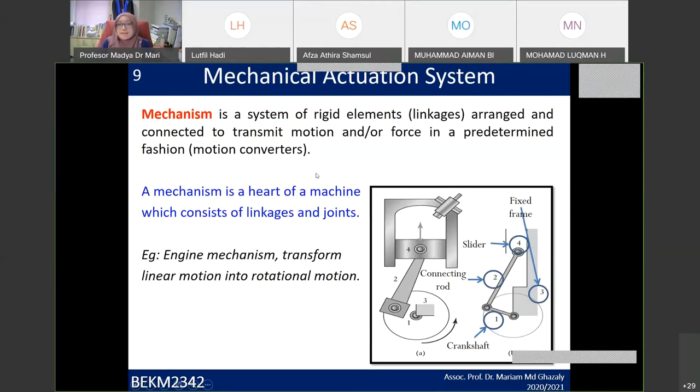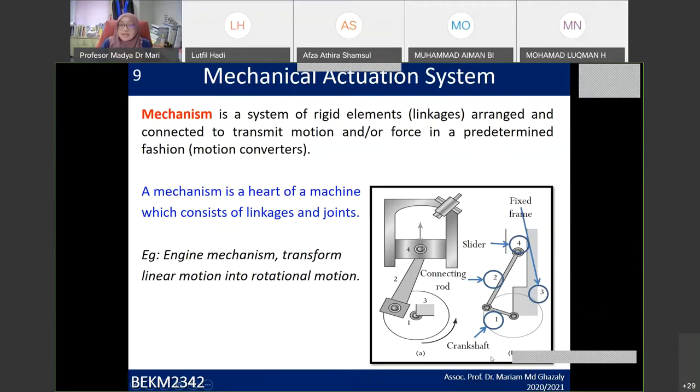So it means that it's a motion converter. It converts from linear motion to rotary motion, so it transmits motion or transmits force. So those are the main definitions of mechanism. Okay, so mechanism is the heart of a machine which consists of linkages and joints. So, for example, engine mechanism. So, this is where I show you the example of crank and slider.